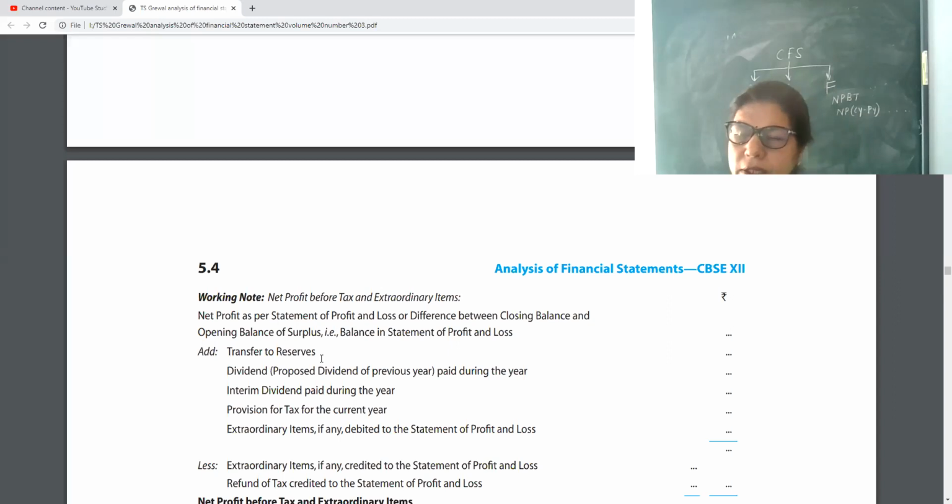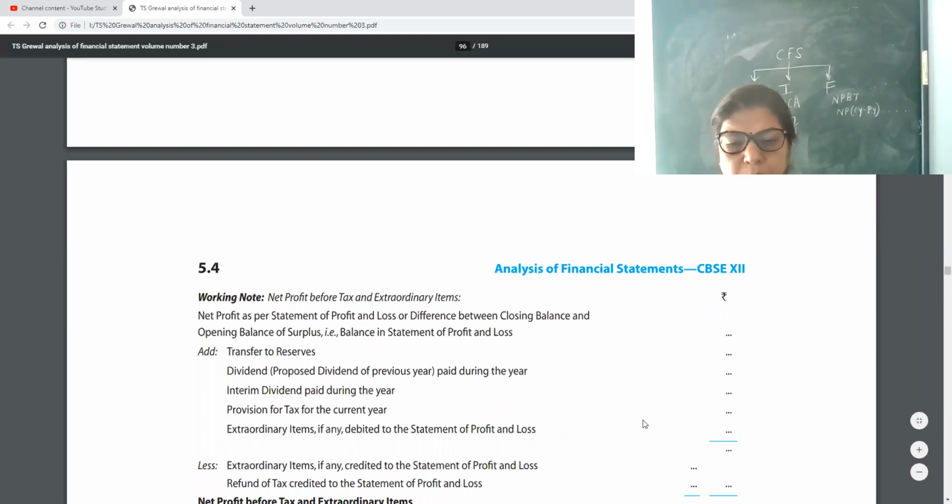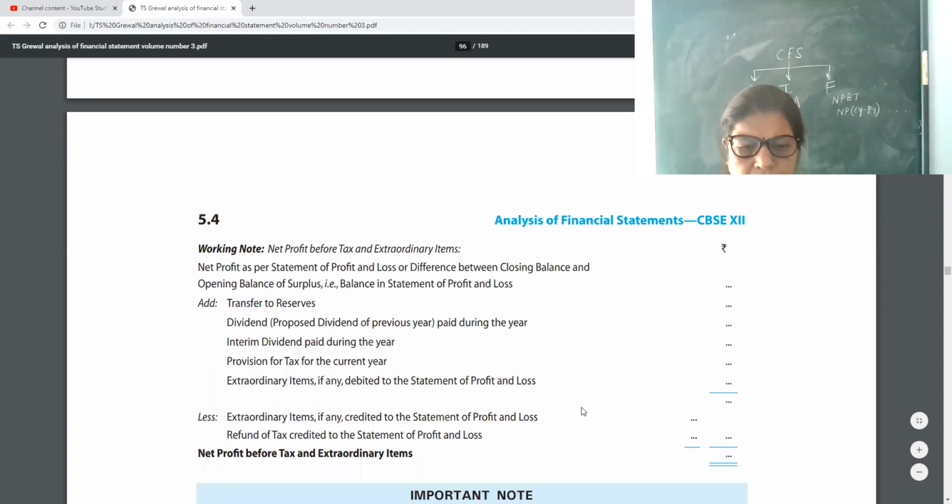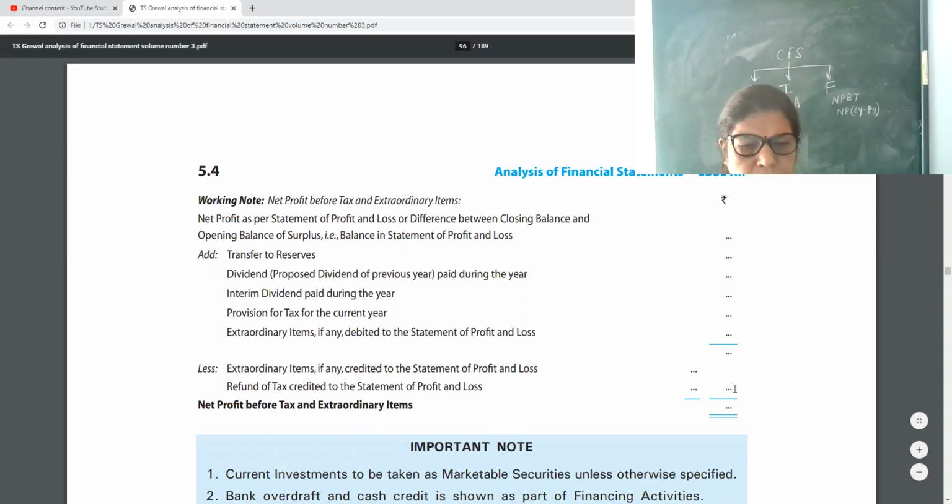If the amount of current year is 1 lakh and amount of previous year is 80,000, you can find out that 20,000 is the profit. Then transfer to reserve, how much amount is transferred to reserve, you can find out by the same way, current year minus previous year. Dividend paid during the year, interim dividend paid during the year, then provision for tax of the current year. See, current year's provision for tax or the provision for tax made will be here and tax paid will be subtracted in operating activity. Clear? Now, refund of tax is there, then also to be minus.